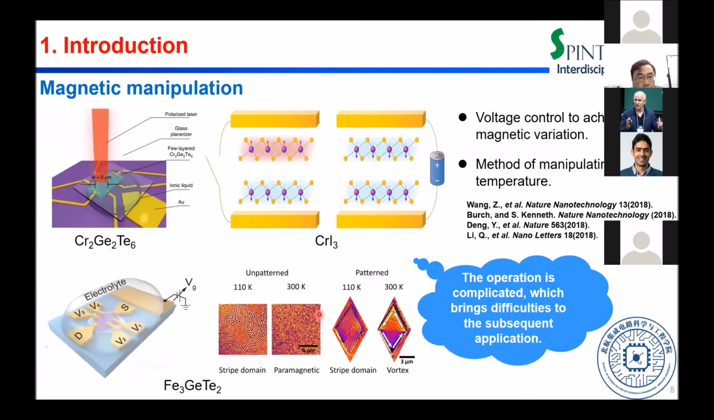And another thing, if we want to use this 2D ferromagnetic material, we need room temperature. So there has been a lot of work to control the magnetization in different ways, like gate control, strain control, and interfacial control.